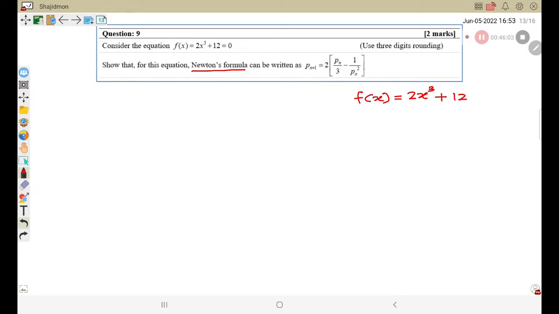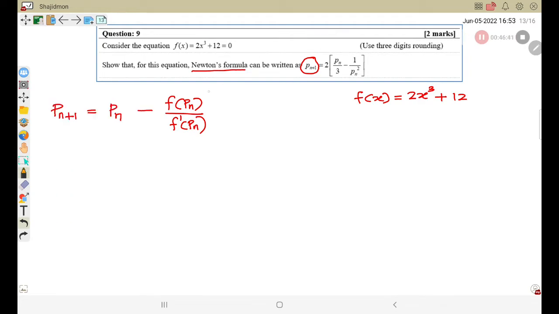What is the Newton's formula for Pn plus 1? How can we write that one? Pn plus 1 equals Pn minus f value at Pn divided by f dash value at Pn. Correct? We did many questions like this. You can check my recorded classes before in the 2.2 section. So Pn plus 1 equals Pn minus f of Pn divided by f dash of Pn.